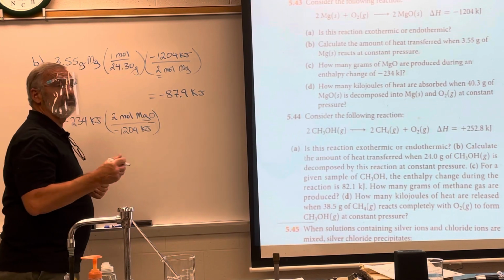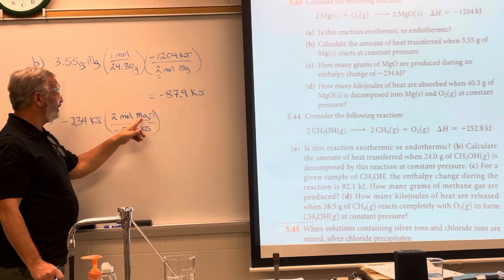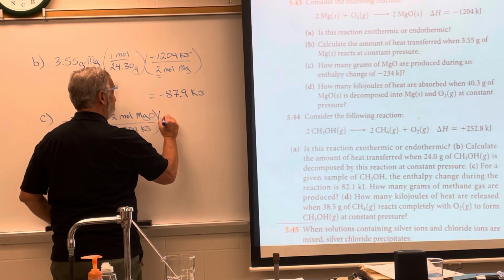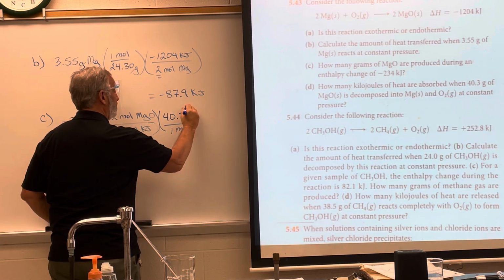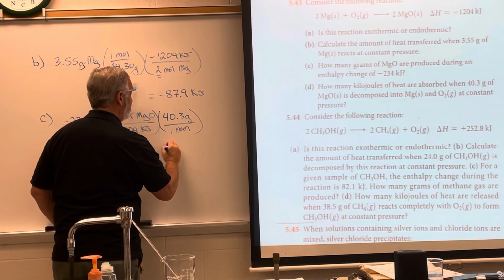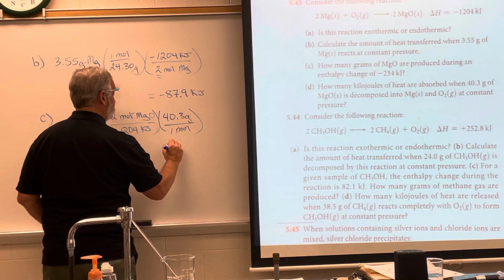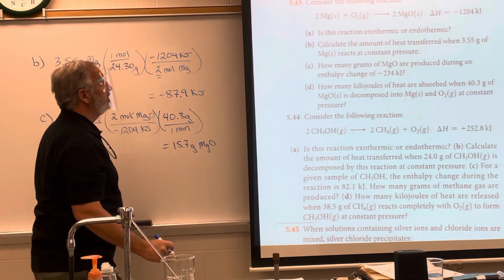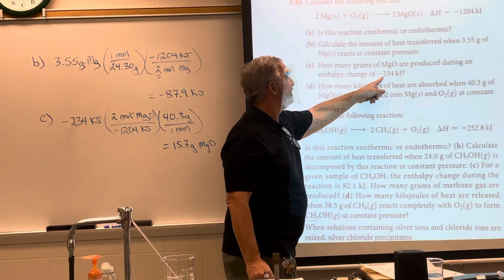Times what? Molar mass of MgO, which is going to be 24.3 plus 16 makes 40.3 grams over 1 mole. So moles cancel, that's leaving me grams of MgO, which is how much? 15.7. Okay? 15.7 grams of MgO. So in other words, when magnesium reacts and makes 15.7 grams of MgO, you can expect to have this much energy released.